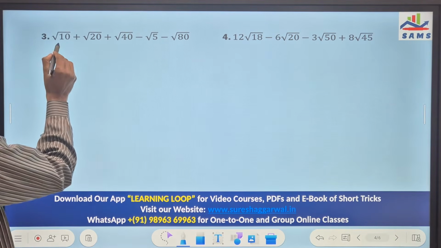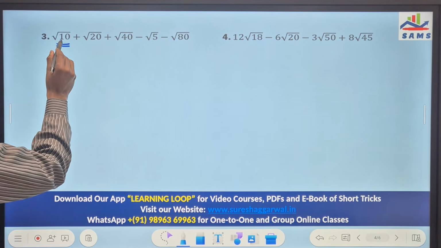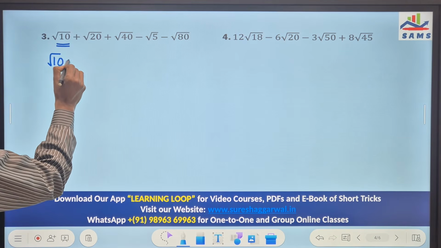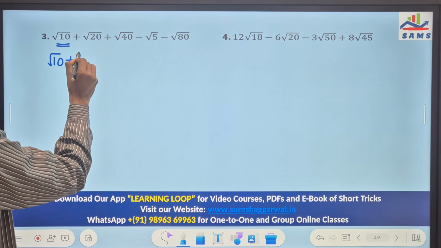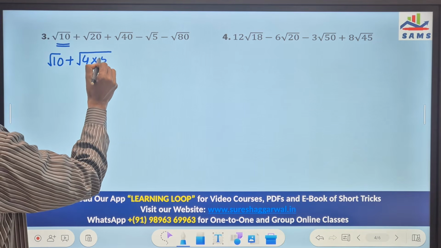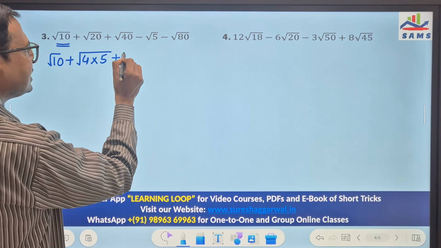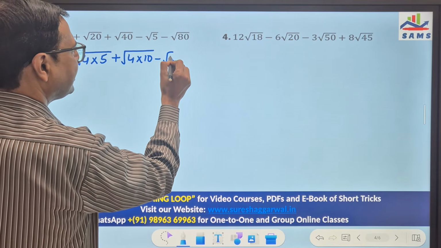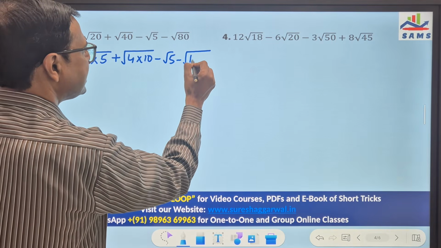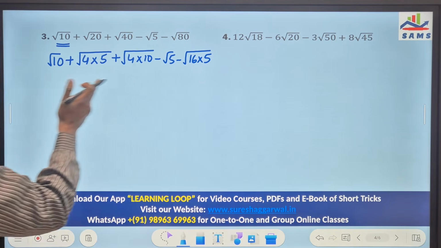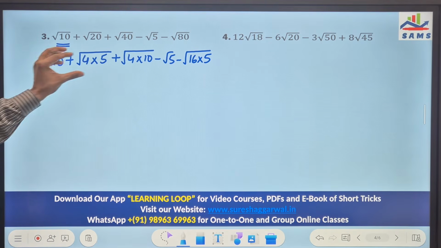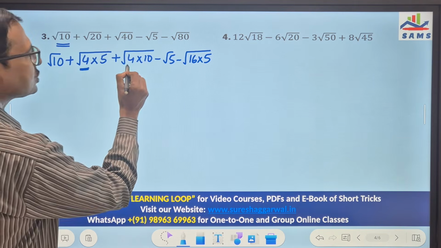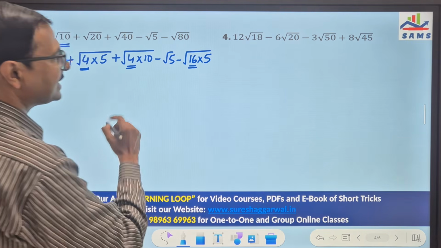Let's quickly do it now because I don't see any need of breaking the 10, because 2 times 5 is 10, it doesn't form a pair, so root 10 remains as such. Root 20 is square root of 4 into 5. There's a reason why I am doing that. This is square root of 4 into 10, 40. Square root of 5, I can't do anything with that, and square root of 80 is 16 into 5. See, this is what is smartness. I'm not breaking them down into smaller factors because I know that square root of 4 is 2. Square root of 4 is 2 and square root of 16 is 4.